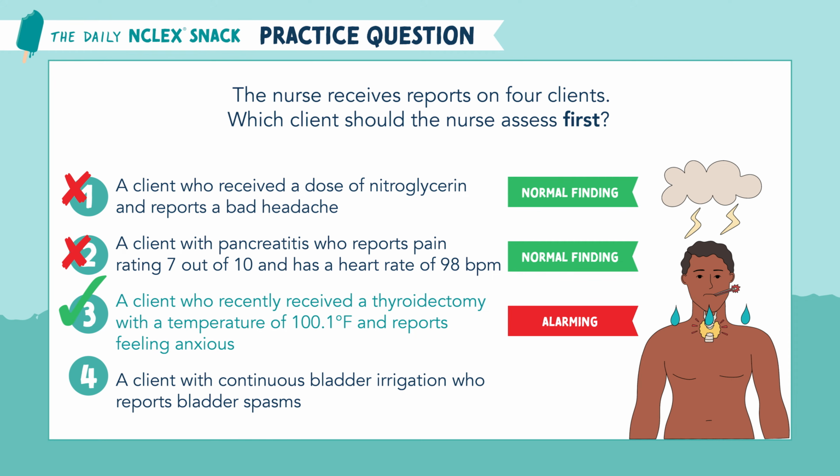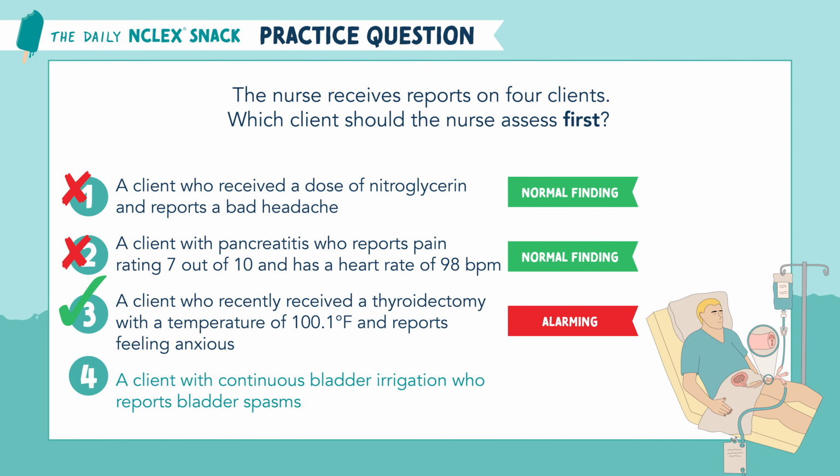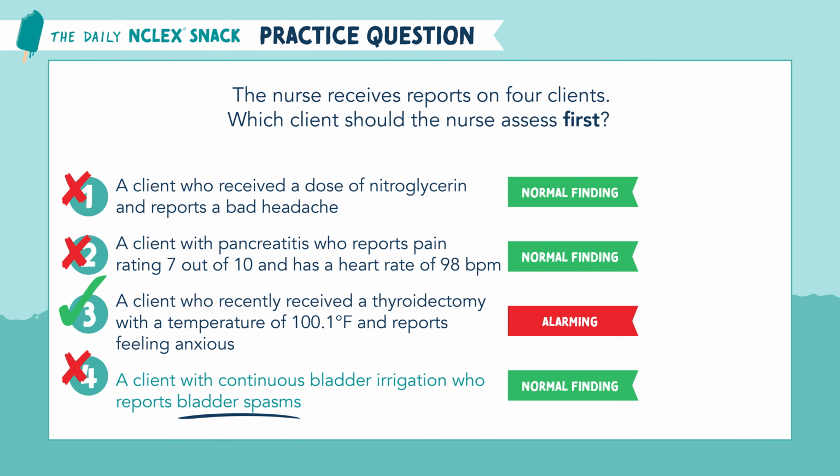So let's go to the last one. A client with a continuous bladder irrigation who reports bladder spasms. Bladder spasms can occur when a client has a continuous bladder irrigation. It could just mean that the solution is too cold, but this client is not in immediate danger. So the correct answer is number 3.